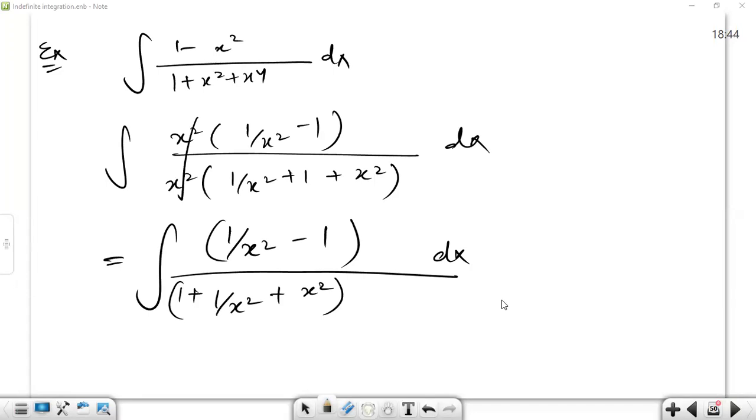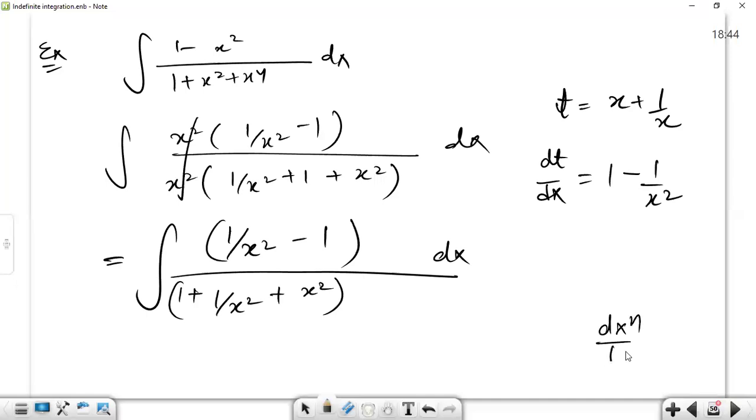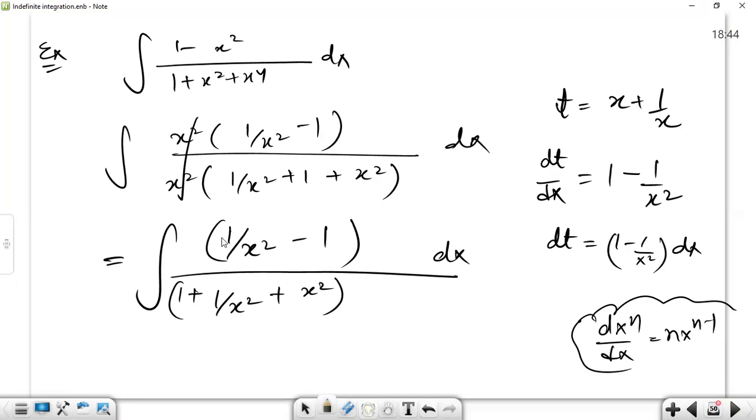As there was a negative sign in the parent function, we will take t as x plus 1 by x. After doing so, let's differentiate it on both sides, dt by dx with respect to x. Differentiation of x will be 1. Differentiation of x raised to power minus 1 will be minus 1 by x², because of the power rule formula, and that's why we have written so. So now dt is (1 minus 1 by x²) into dx. So this is similar to this.